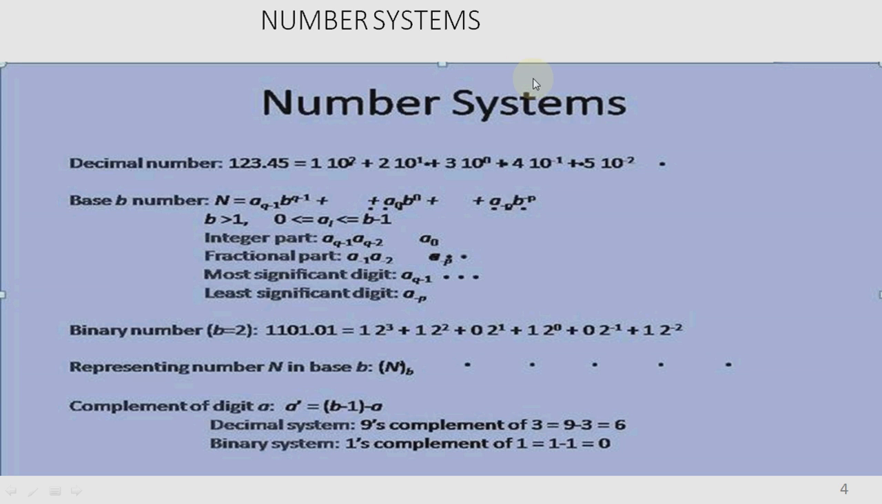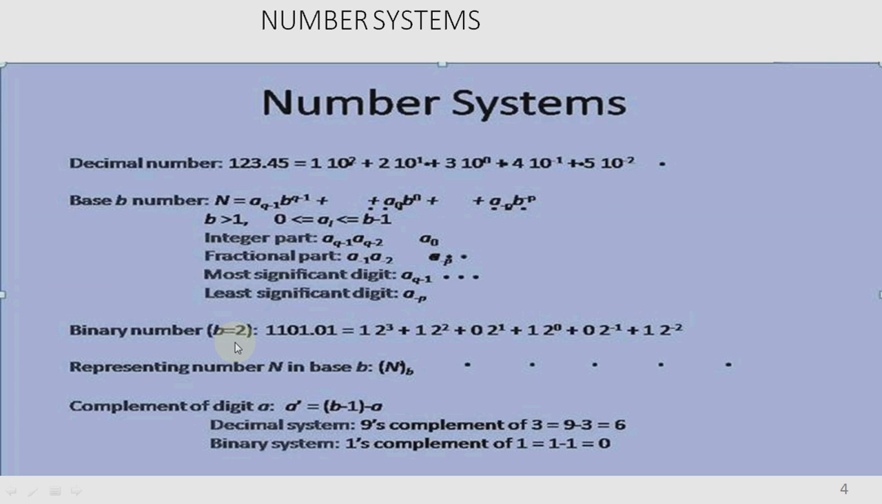So here is the number system. In number systems there are many types, like the decimal number system, binary number system, octal number system, and hexadecimal number system. In all these number systems, first we have to convert the numbers into other number systems. In the decimal number system, the base b number is equal to n, and here is the formula for converting the number.